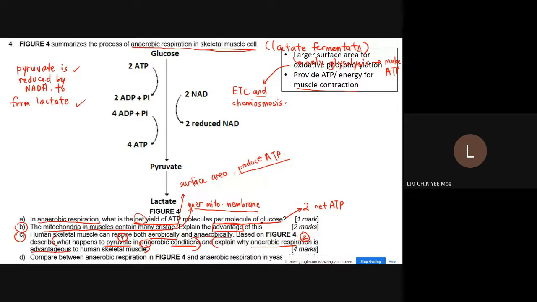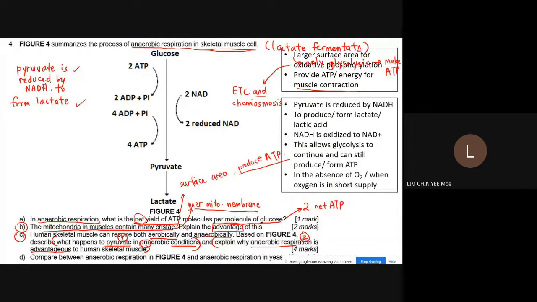Why anaerobic respiration is advantageous? Hari tu Miss ada bagi tahu. Kenapa penting ada lactate fermentation dalam sel? To ensure that ATP production continues even in the absence of oxygen. Very good. That's it. So itu je. That will give you another 2 marks.